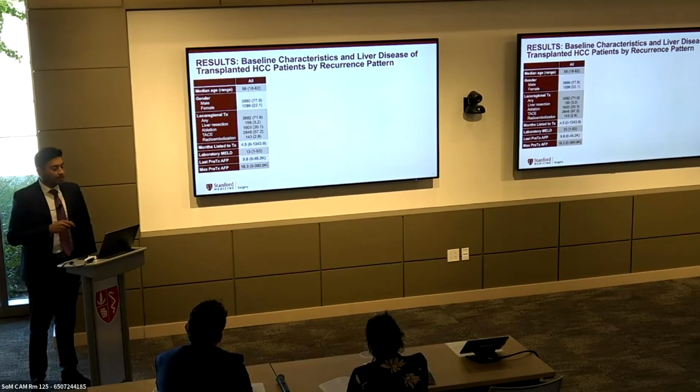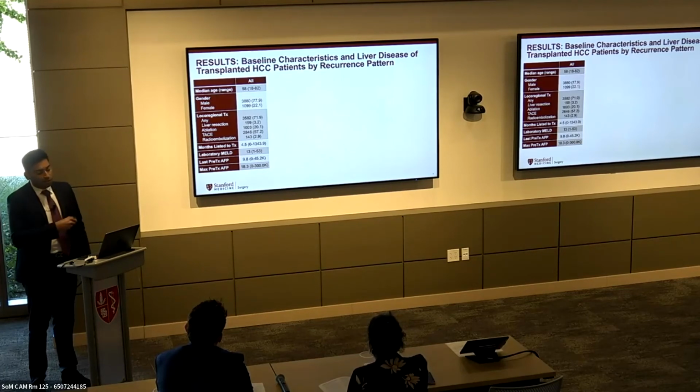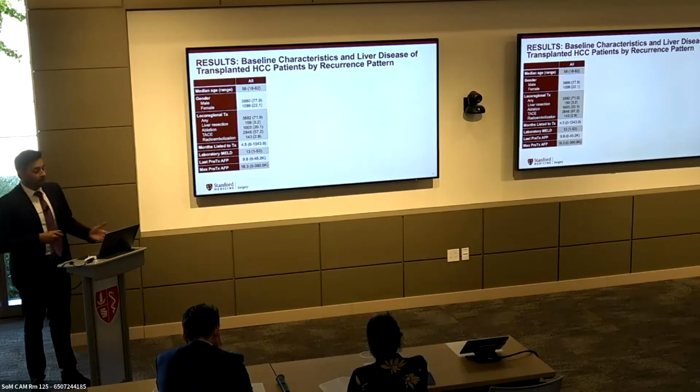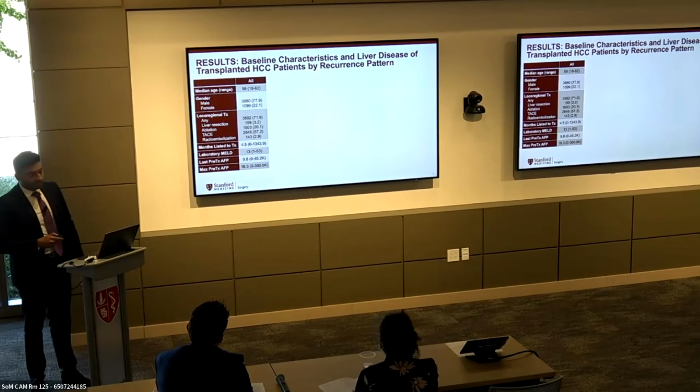We found that the laboratory MELD for this cohort had a median of 13 with a broad range as shown here. The last pre-transplant AFP had a median of 9.8 with a very broad range going up to 45,000, which is well beyond what transplant criteria would be, at least at our institution. And the same can be said about the maximum pre-transplant AFP with a median of 18.3 going as high as 300,000.